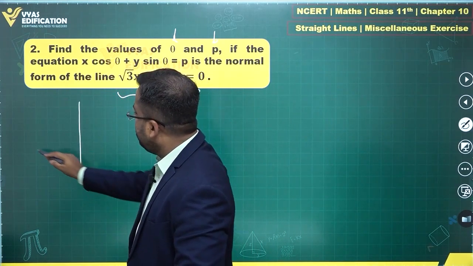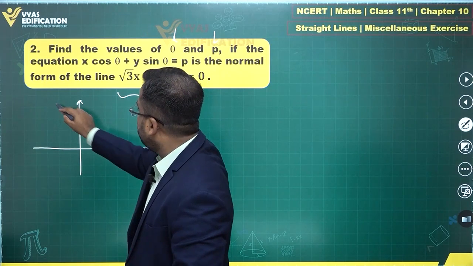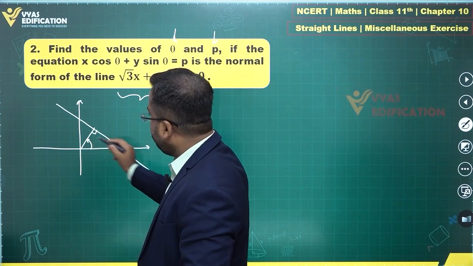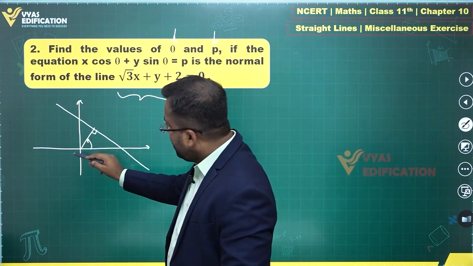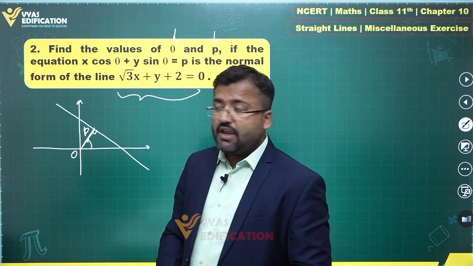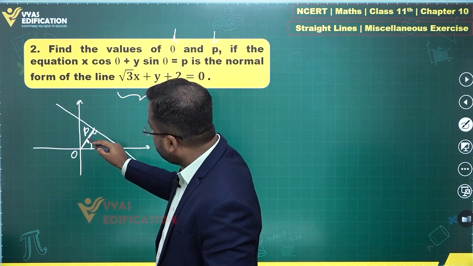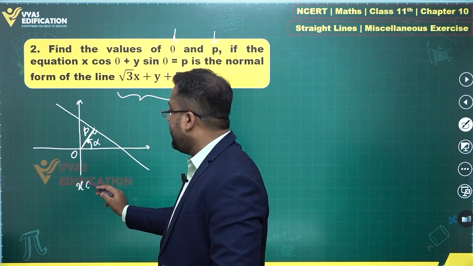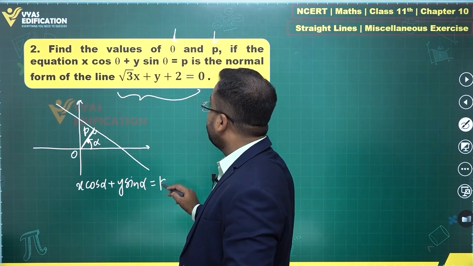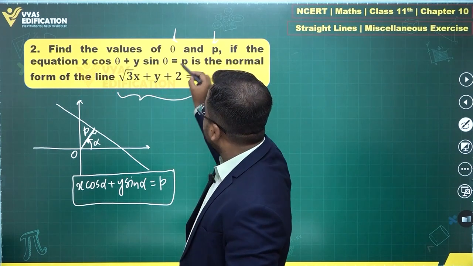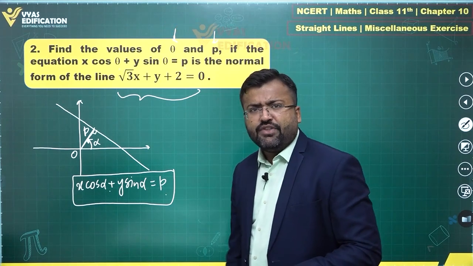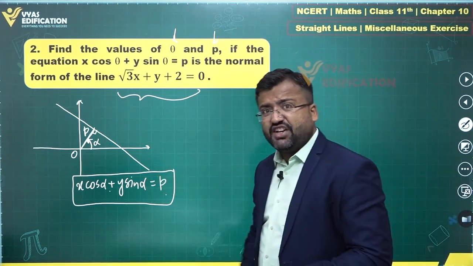What does normal form represent? What does normal form look like for that matter? Normal form for any line will be this. If you draw a perpendicular from the origin, the length of the perpendicular is p, and the angle the perpendicular makes with the positive x-axis is alpha, then the equation of the line will be x cos alpha plus y sin alpha is equal to p. Here the person has given theta instead of alpha. Never mind, alpha is the same as theta, right?